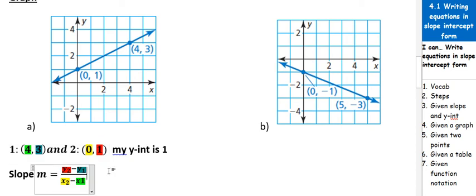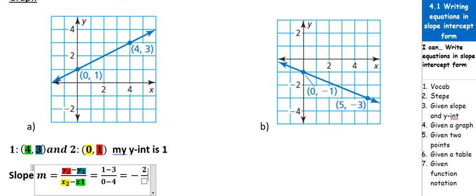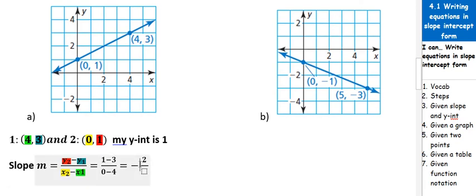I'm going to plug in those values. 1 minus 3, 0 minus 4. Now what do I get? 1 minus 3 is negative 2. 0 minus 4 is negative 4. Now I'm going to simplify my equation. Negative and a negative make a positive, and I can reduce 2/4 into 1/2. Here's my slope.